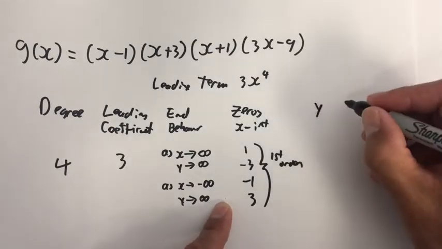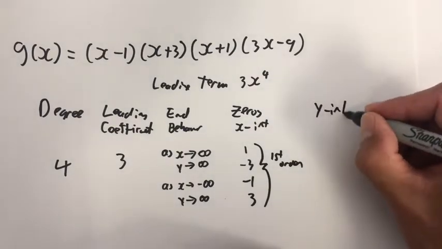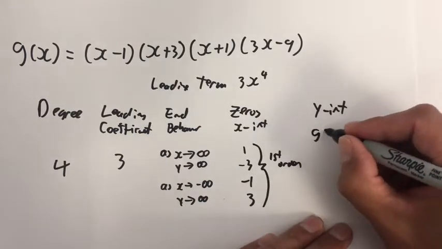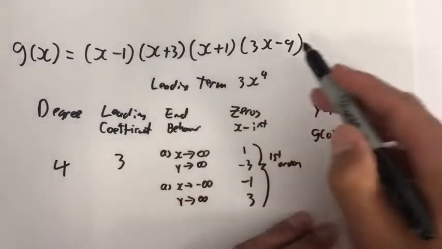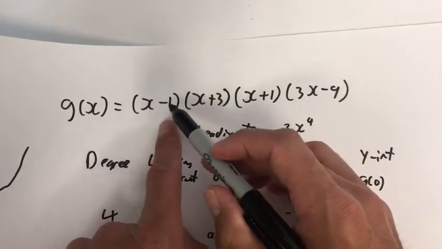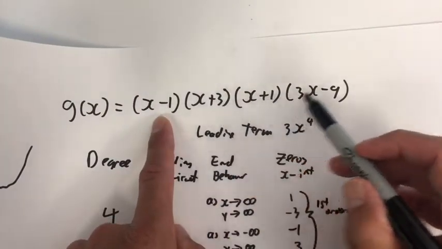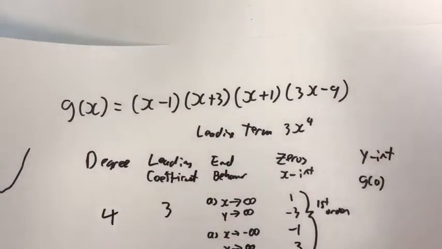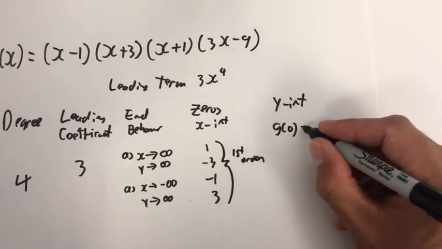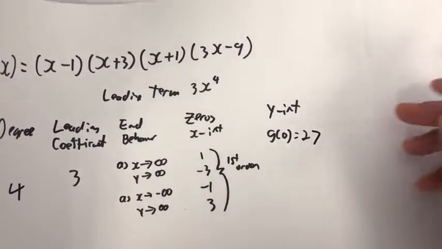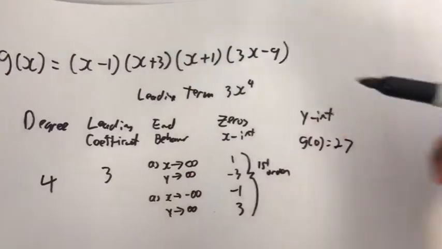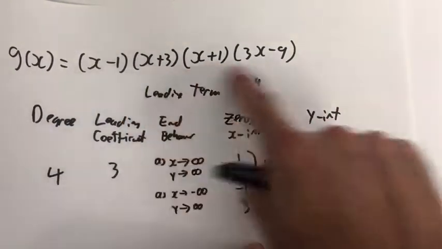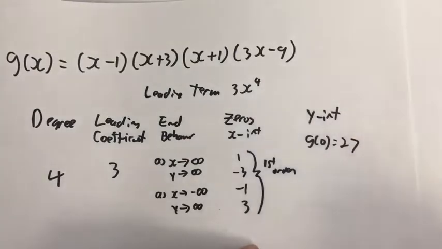Finally, my y-intercept is going to be my function at 0. So if I put a 0 in there, I'm left with negative 1 times 3 times 1 times negative 9. So it's going to be a positive 27. And you can verify that for yourself. Copy the whole thing out, replace each x with a 0, multiply the whole thing together, you should get a positive 27.